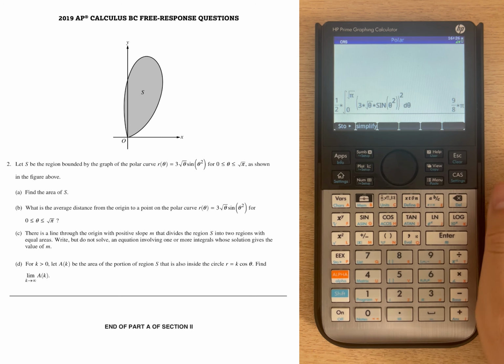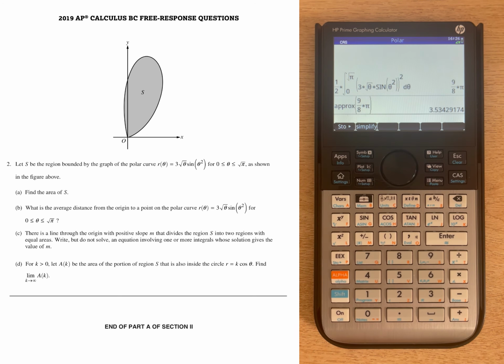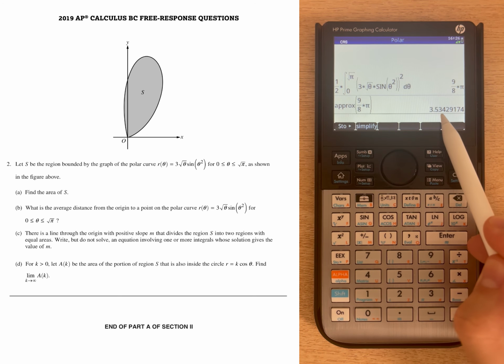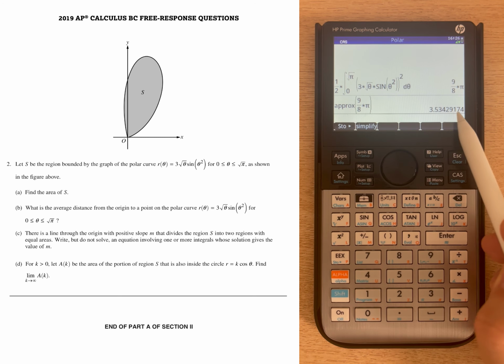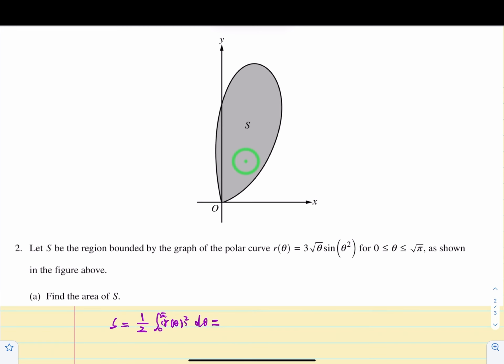We got our answer as 9/8 multiplied with pi, which is approximately 3.534297174. So this is the answer. Then we put it into our page. According to our calculator, it is 3.534. So we can solve the first question.